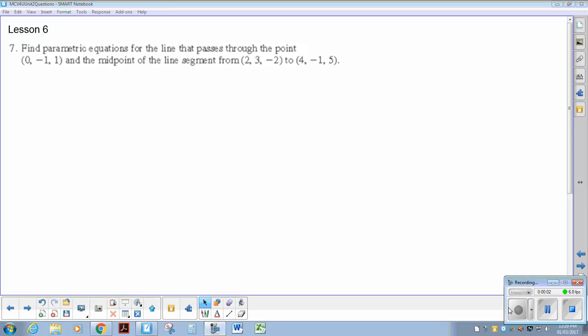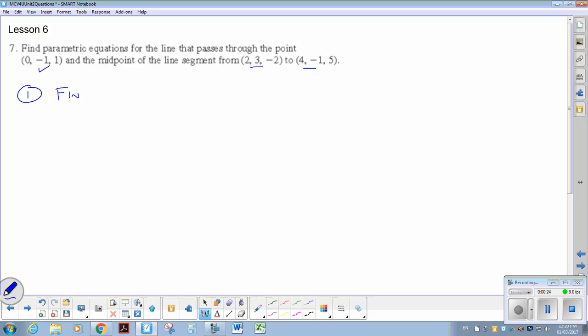All right, in lesson 6, I had a question about number 7. Number 7 wants us to find parametric equations for the line that passes through that point. So we have our reference point right there, and the midpoint of the line segment, we have 2 points here. So to find the midpoint, that's the first step here. So step 1 is find midpoint.